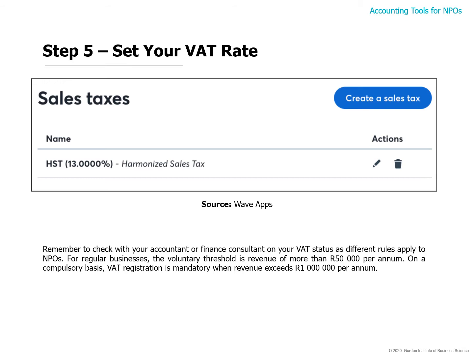For regular businesses, the regular threshold for registering for VAT is a revenue amount of 50,000 Rand per annum. So if you're generating more than 50,000 Rand per annum, then you can register for VAT on a voluntary basis. If you are generating more than 1 million Rand per annum, then you have to register for VAT on a compulsory basis, meaning that you don't have a choice. You have to register for VAT. And of course, with that comes the administration of preparing your VAT returns and issuing them each cycle.